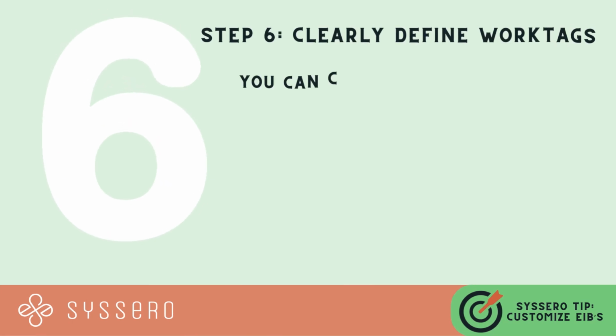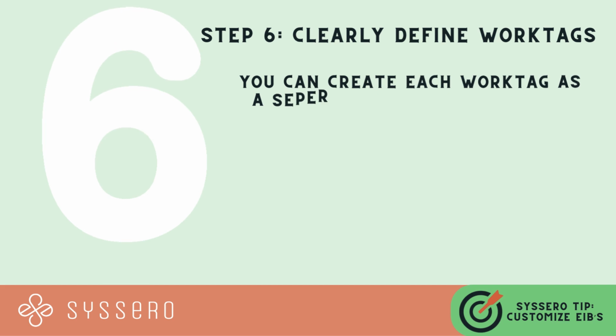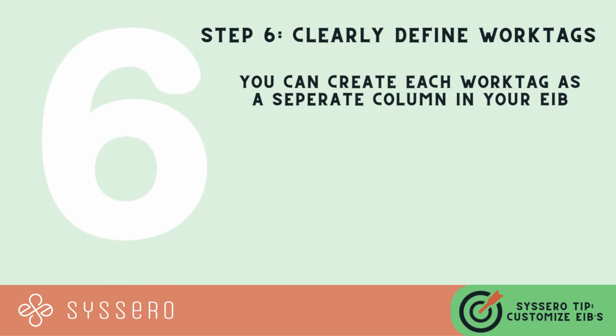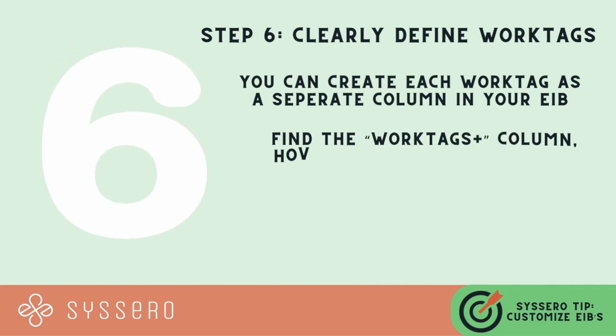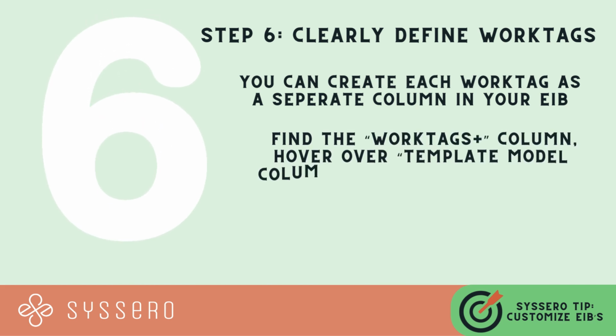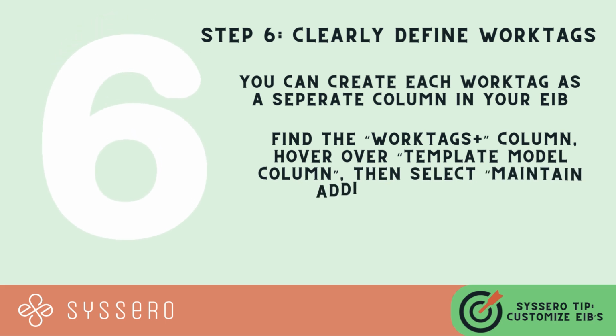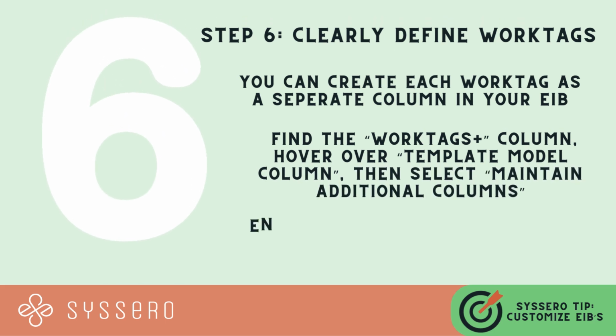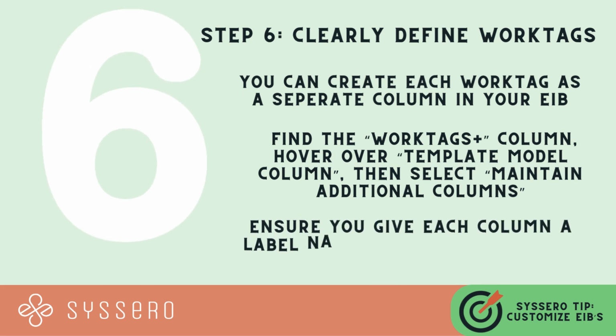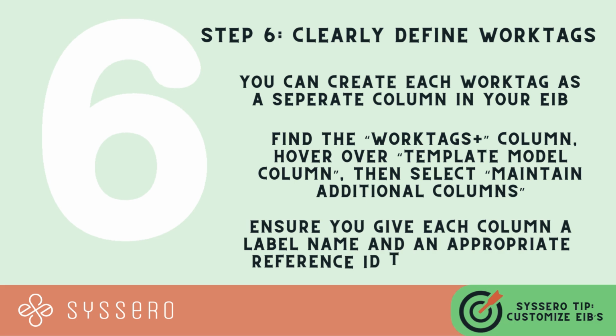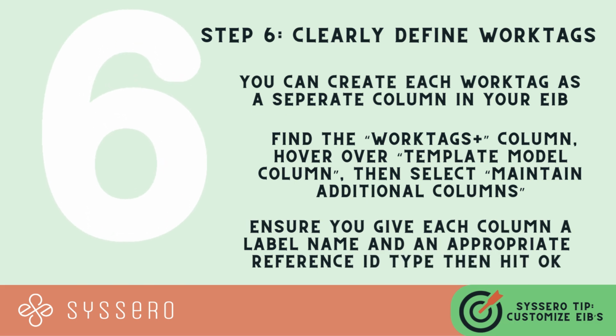Step 6. Ensure that work tags are clearly defined. You can create each work tag as a separate column in your EIB. Hover over Template Model column, then select Maintain Additional Columns to add specific work tags as individual columns. Ensure you give each column a label name and an appropriate reference ID type.